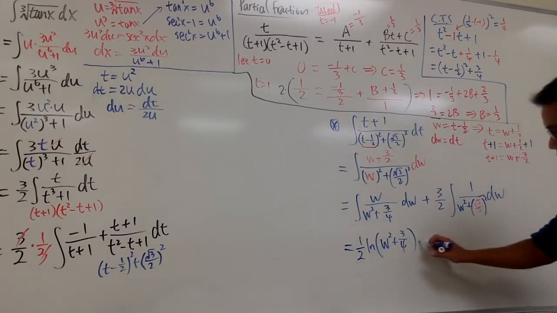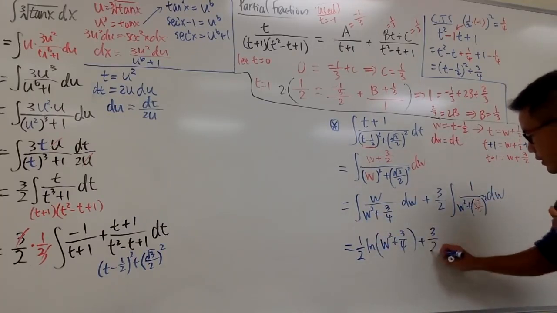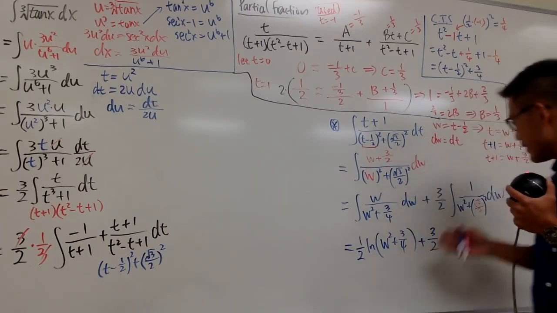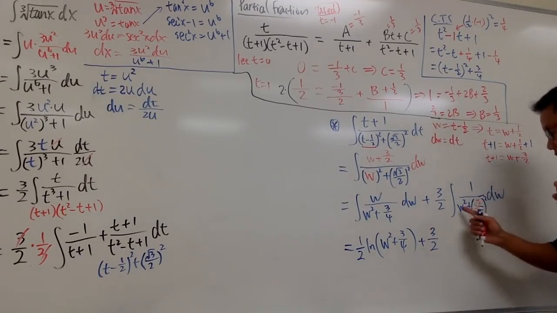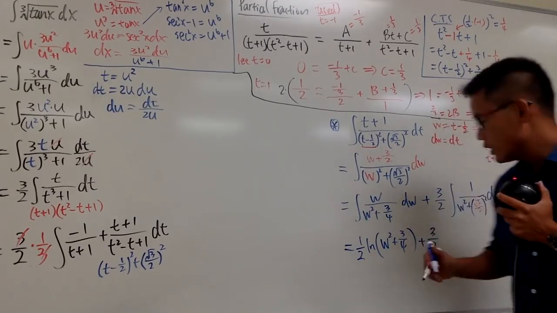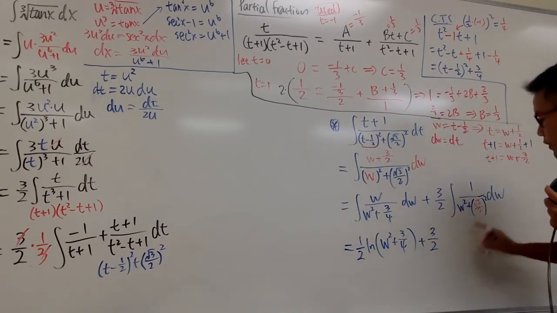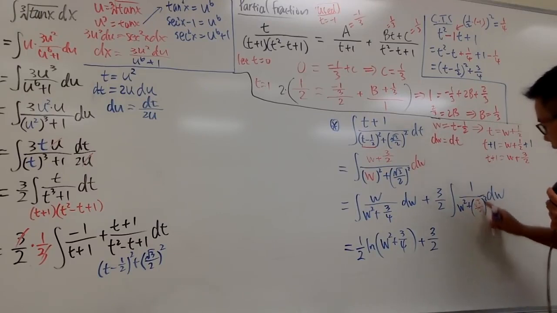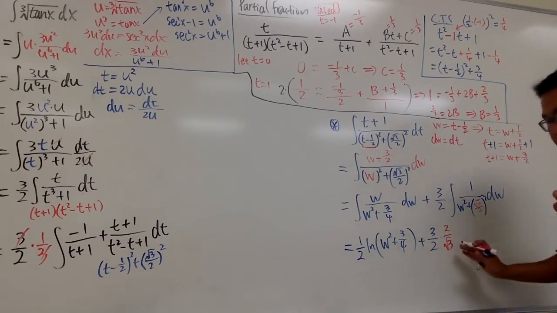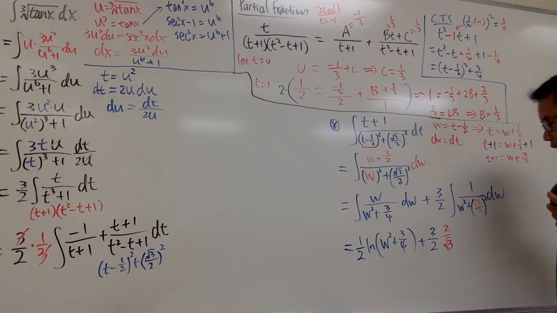And now what's this? Let me write down 3 over 2. We have to use the formula to integrate 1 over something squared, a variable plus another number squared. So the formula says we have to do 1 over a, and a is square root of 3 over 2. So do the reciprocal of that. Therefore, we will have 2 over square root of 3. This is the 1 over a part.